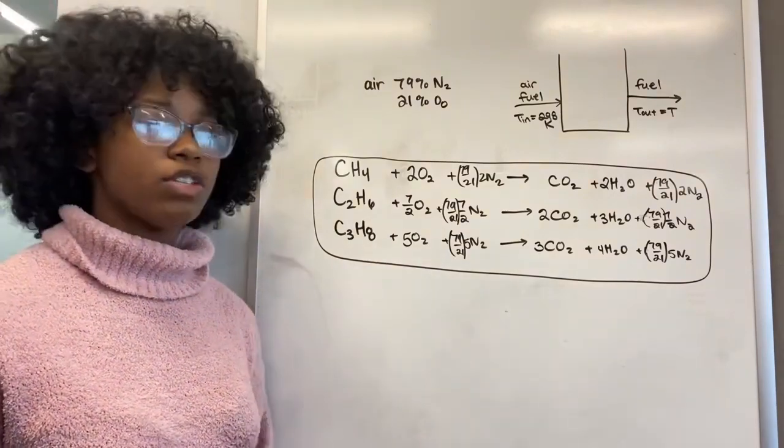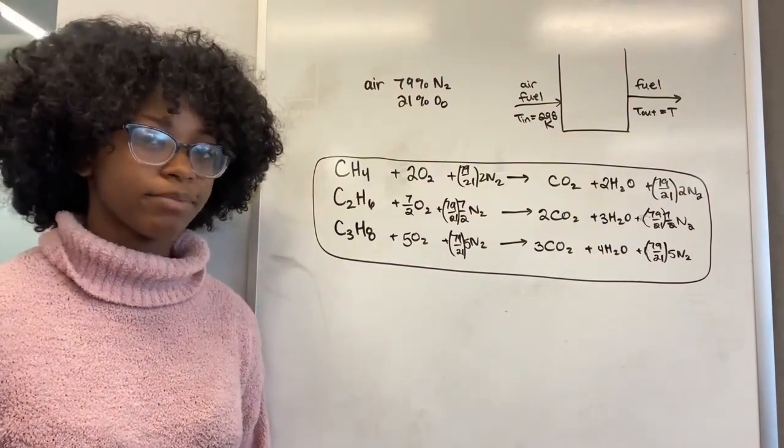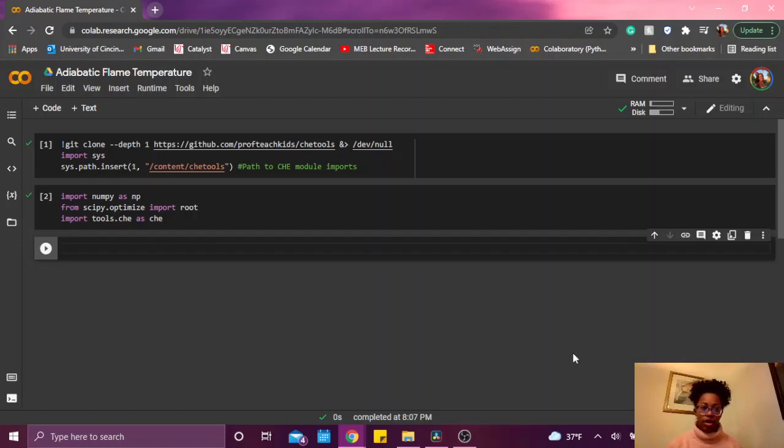So now that we've done this, we can start coding this in Collaboratory. So to start coding this, I've already taken a couple steps beforehand by importing a GitHub module called CHE Tools, which holds a lot of important data for chemical compounds. And I've also imported NumPy, SciPy Optimize for our root solver, and tools.che, which allows us to pull the data from the module and actually use it within our code.